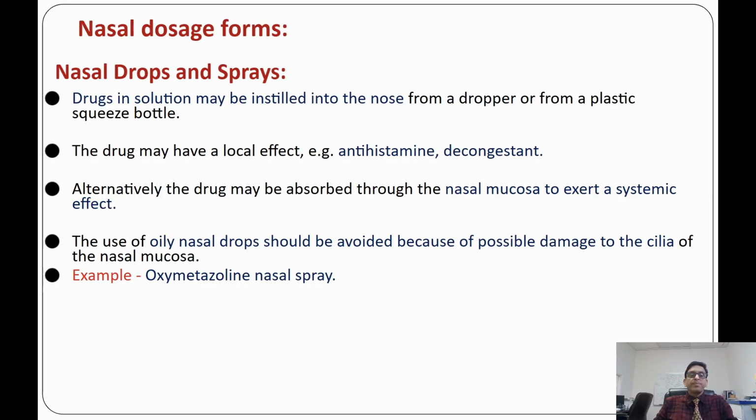The use of oily nasal drops should be avoided because they possibly damage the cilia of the nasal mucosa, which allow the drug to transport. So mostly oily preparations are avoided. Example, oxymetazoline nasal spray.